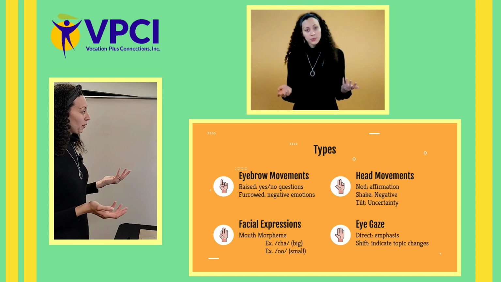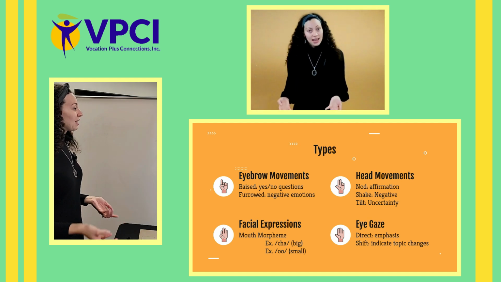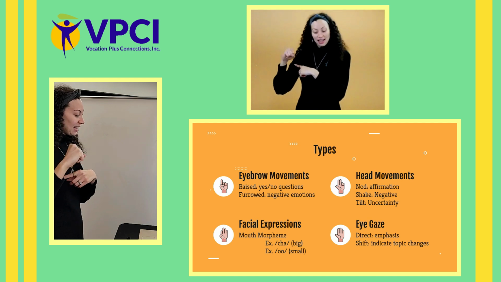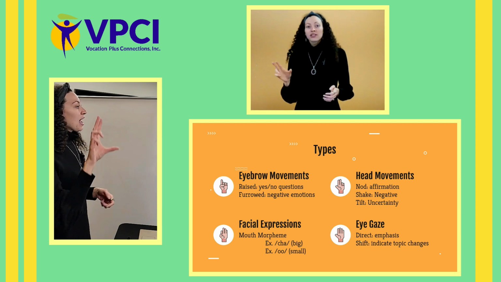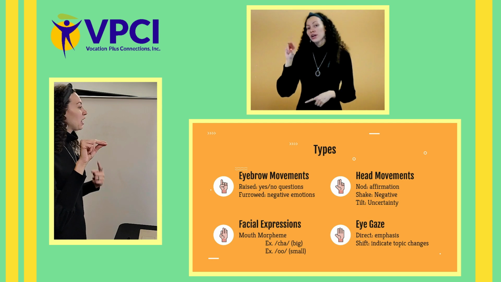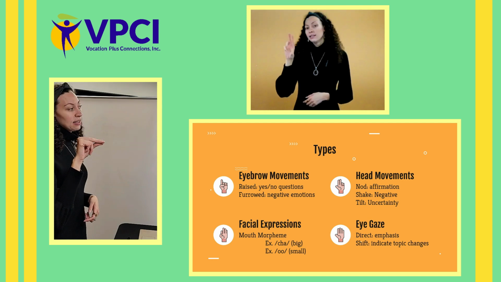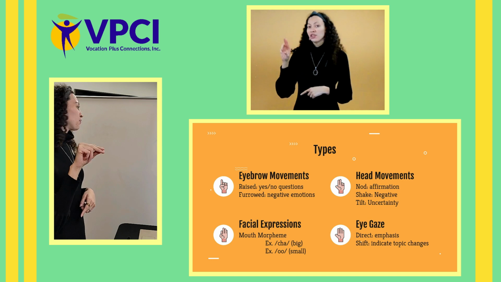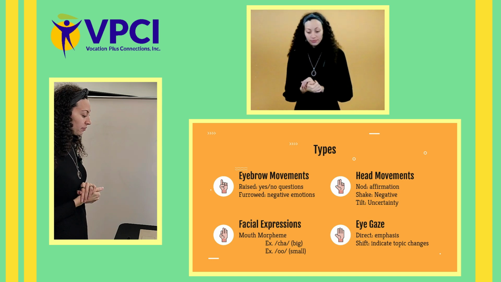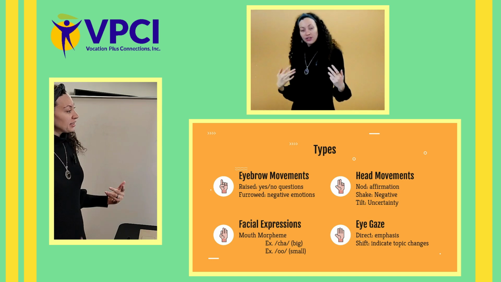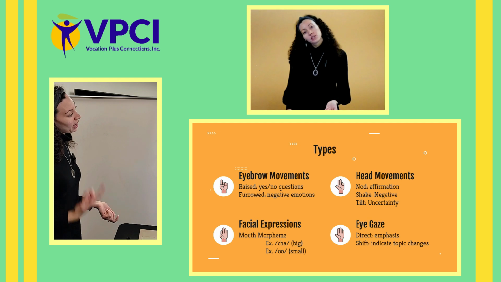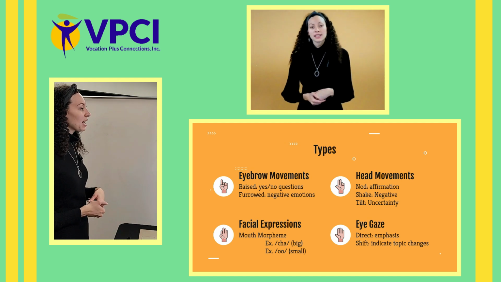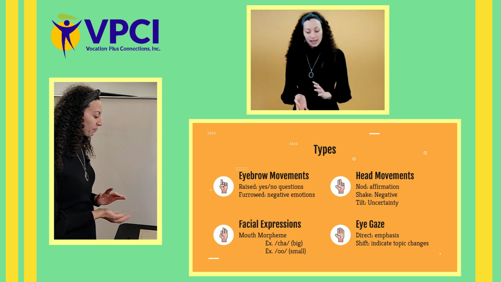Your head nods will be affirmation, like the sign I did earlier, yes. Your head is nodding like the sign is. And if you're saying no, your head would shake side to side, because the sign is no, but you have to use both together. And if you're uncertain about something, sometimes your head will tilt. If you shrug, your head sometimes tilts to the side, so that just means uncertainty.